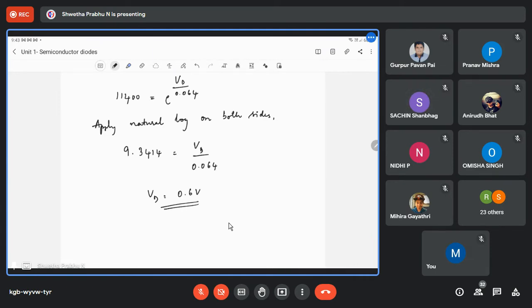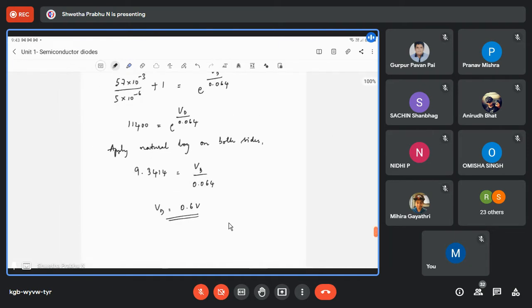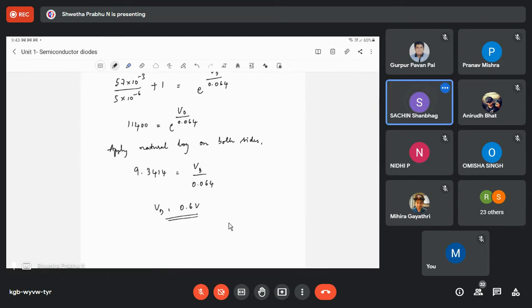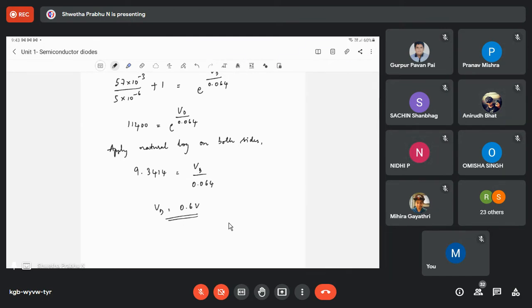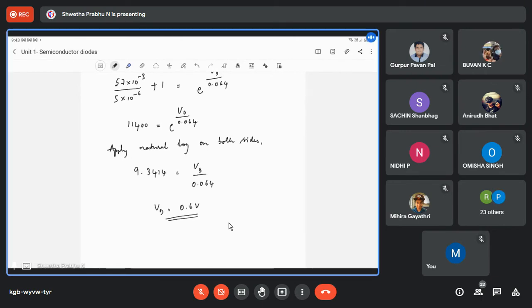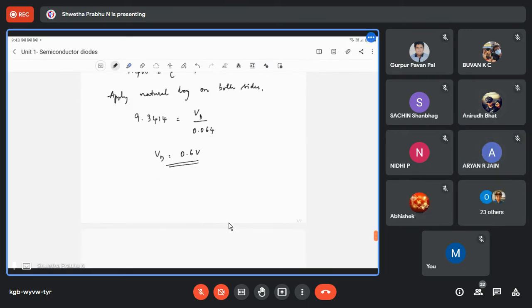Yes, Pavan, you are right. It is 0.6 volts. Done? Anybody has got doubt? No, ma'am. Shall we proceed? Yes, ma'am. Bhuvan, shall we proceed? Yes, ma'am. Abhishek, Anirudh, Aryan. Yes, ma'am. Okay, no doubt. Next question.